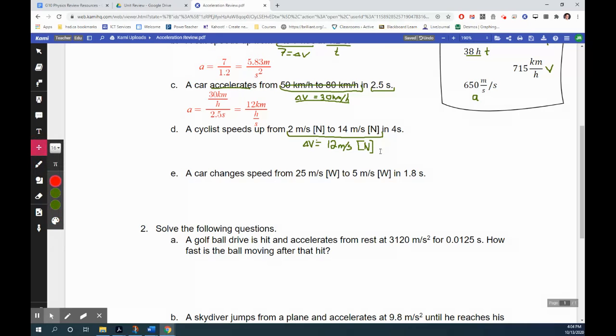Once again, we've got the time. I never wrote that last time. This is the time. So what we end up writing is our acceleration equals the change in velocity, which is 12, not 2 or 14. It's 12 meters per second divided by 4 seconds. This will help us find our units. This gives us an answer of 3 meters per second, or meters per second squared.